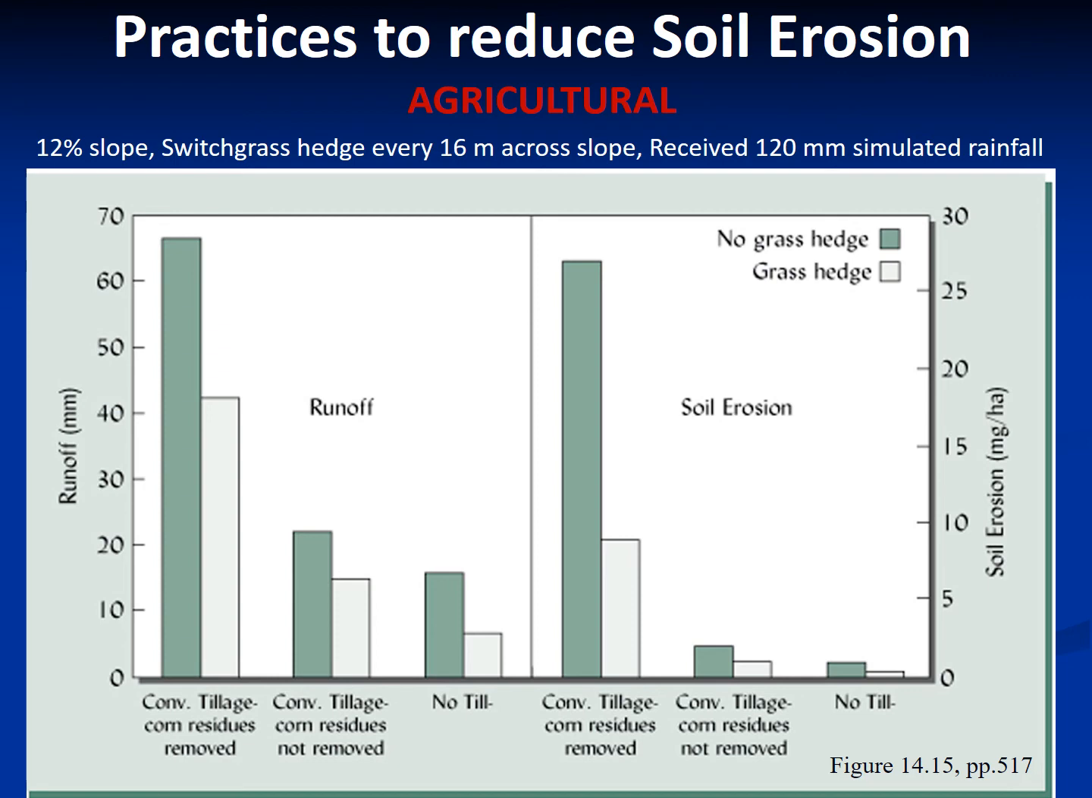On a 12% slope, with a switchgrass hedge every 16 meters across the slope, receiving 120 millimeters of simulated rainfall, soils that had conventional tillage with corn residues removed had significantly greater amounts of soil erosion and water runoff compared to conventional tillage where the corn residues were not removed or no-till, which all had significantly smaller amounts of soil erosion and significantly smaller amounts of runoff.